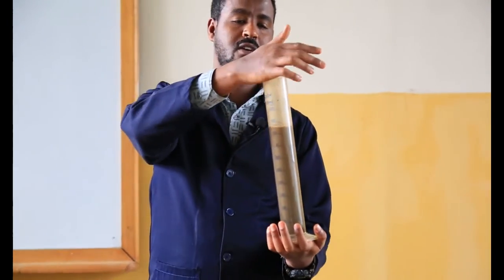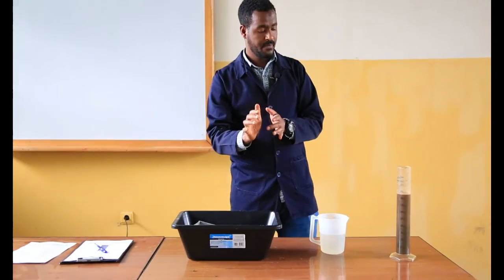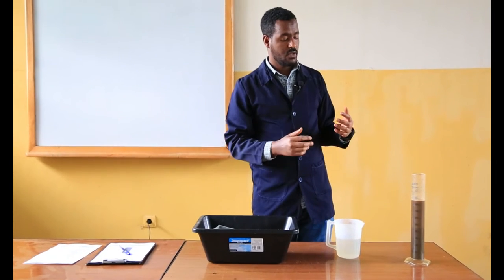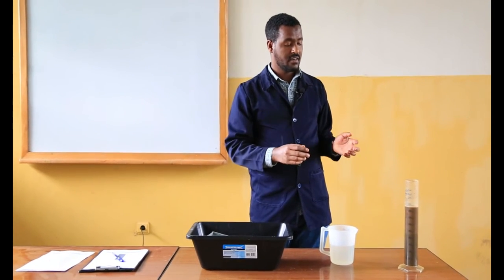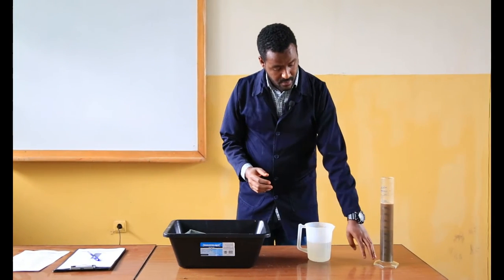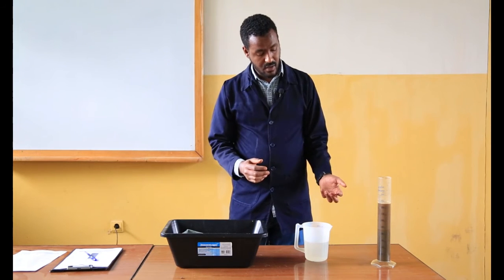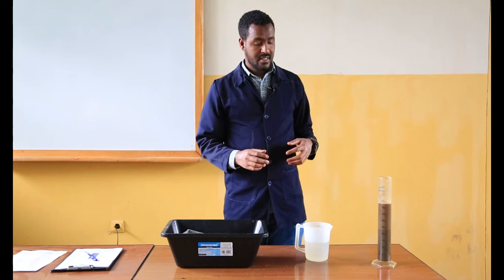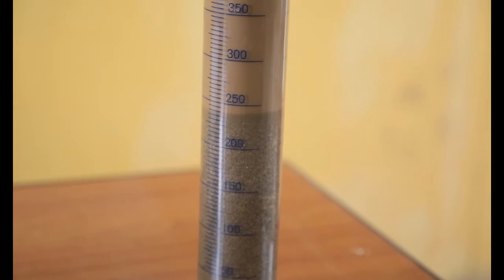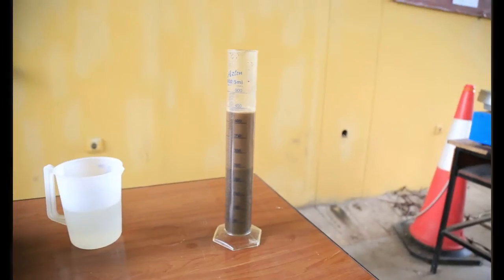After shaking, we will put it on a level surface. The sand will be at the bottom and the water on top. We will leave it for 24 hours. After 24 hours, the sand will be below, the silt will be above it, and the clean water will be on the top. We will calculate the silt content tomorrow. After 24 hours, we will come back and read the silt value.